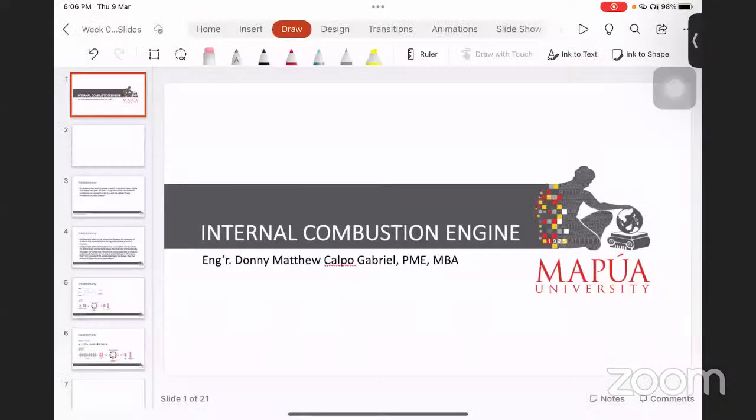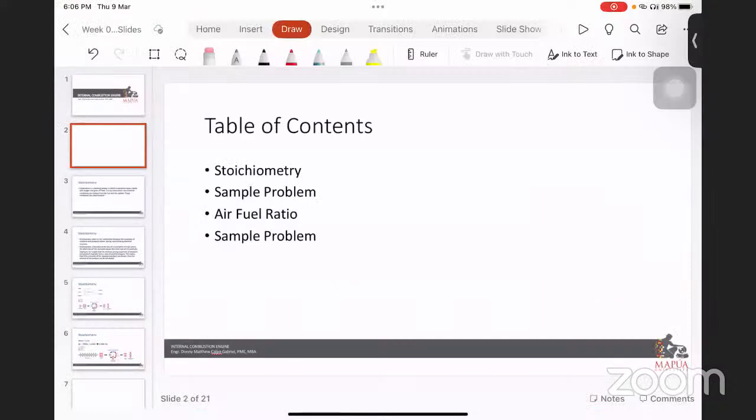Okay. So, welcome sa ating class for today. Ang pag-uusapan natin ngayon ay tungkol sa stoichiometry. Then we'll look at some sample problems at saka pag-usapan din natin dito konti yung air-fuel ratio. And then we will tackle some sample problems there. Simple calculus to demonstrate yung stoichiometry at saka yung air-fuel ratio.